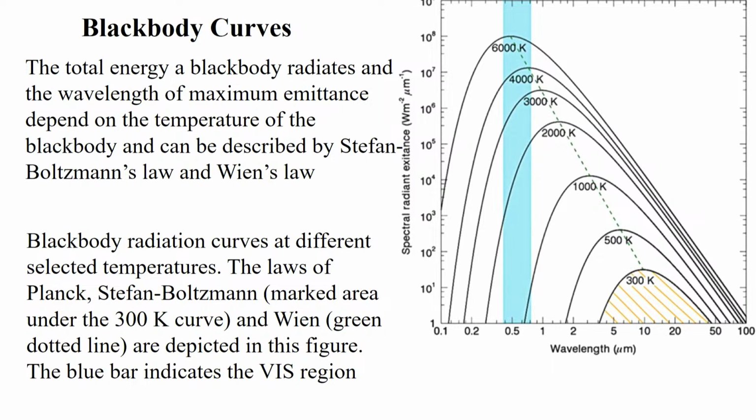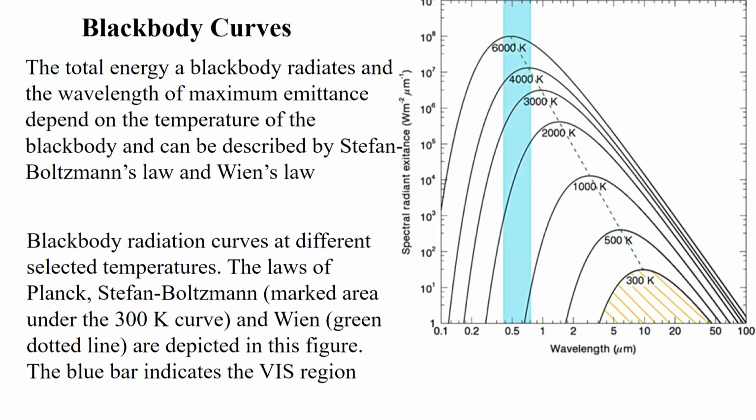By using that, the black body curve is plotted, and this is the type of black body curve that is shown here. The total energy a black body radiates and the wavelength of the maximum emittance depend on the temperature of the black body and can be described by the Stefan-Boltzmann law and Wien's law, because these laws are mainly derived from Planck's law of black body radiation. Now, black body radiation curves at different selected temperatures. The laws of Planck, Stefan-Boltzmann, and Wien's displacement law are depicted in this figure.